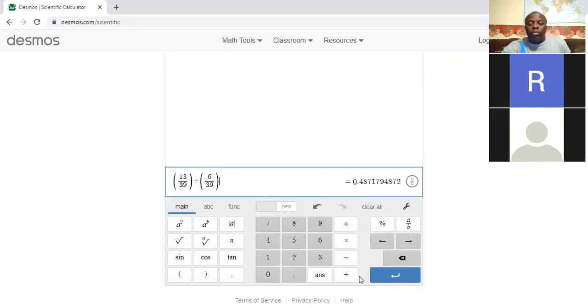Even if you want to add, you can add it, actually minus 0 by 39 will give you 0. If you like to, you can put it in if you like. So you still have your 0.487.